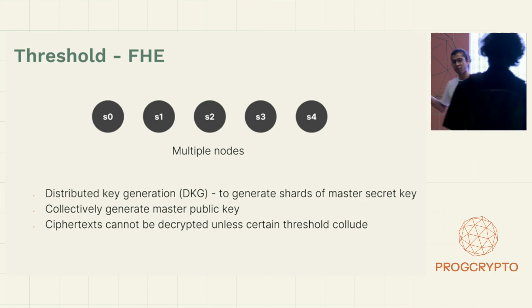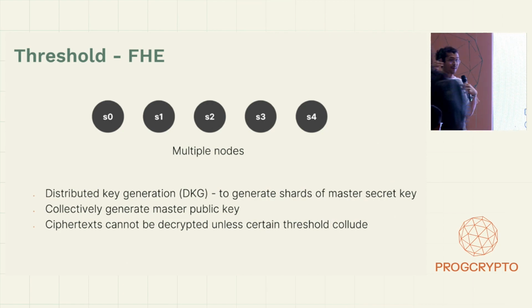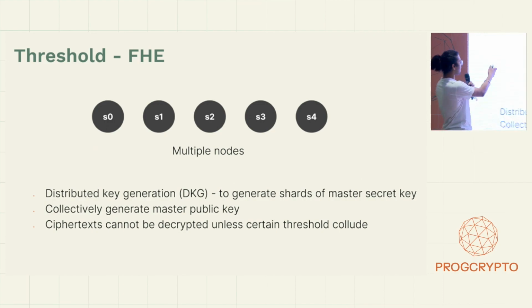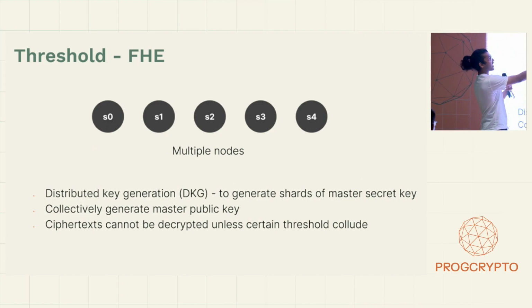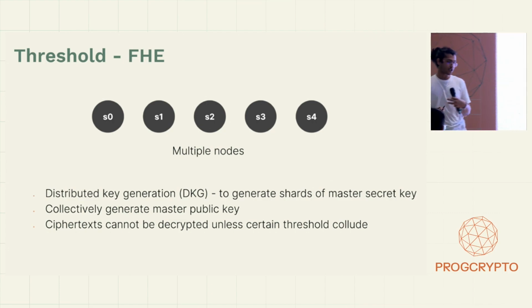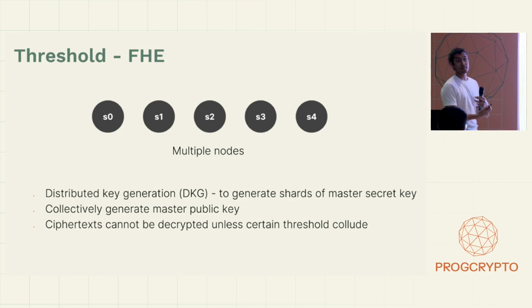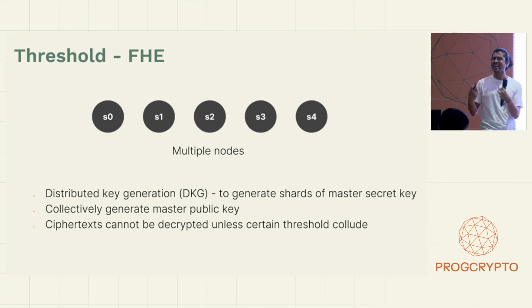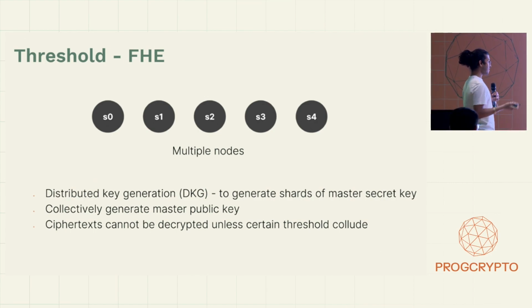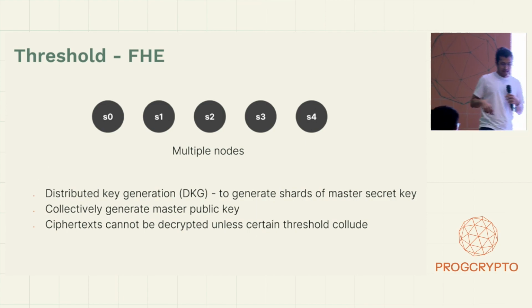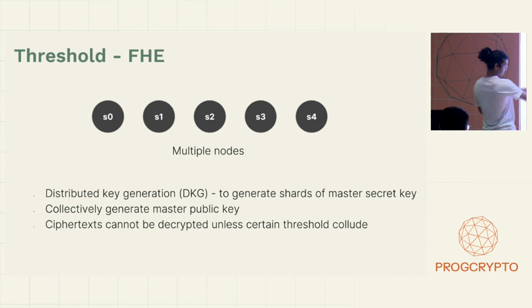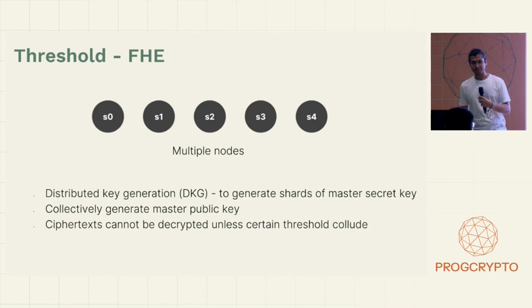With distributed key generation, they can generate a master secret key, but in reality, that master secret key doesn't exist. What exists are these shards of the master secret key, S0, S1, S2, S3, S4. And then once they've done this, they can collectively generate the master public key, or they can collectively perform something called threshold decryption, which is the counterpart of decryption in the threshold setting. Another important thing to note is that unless a certain threshold of these nodes collude, your ciphertext is not revealed.